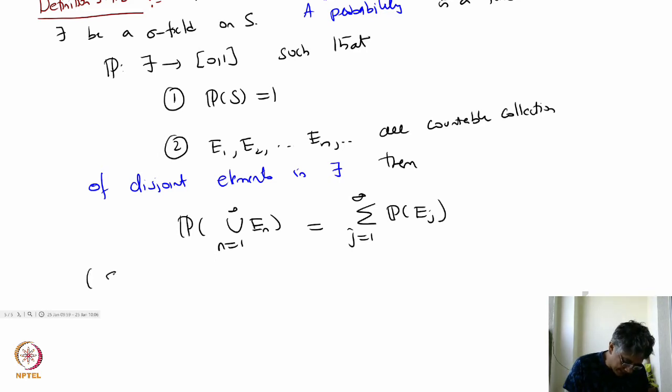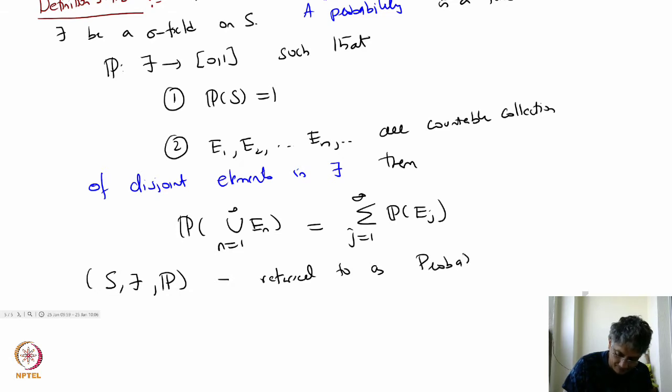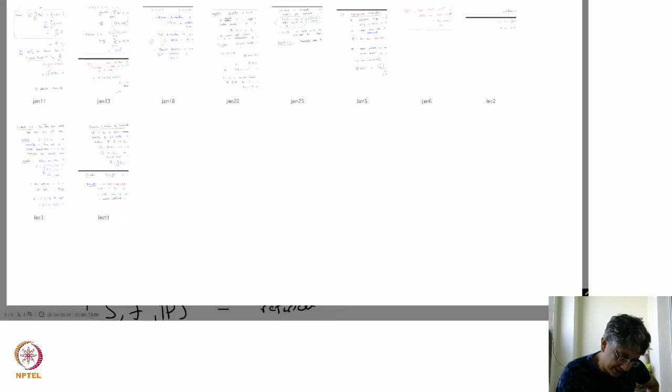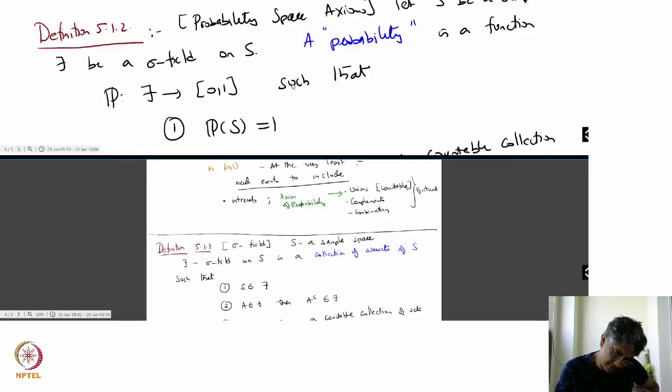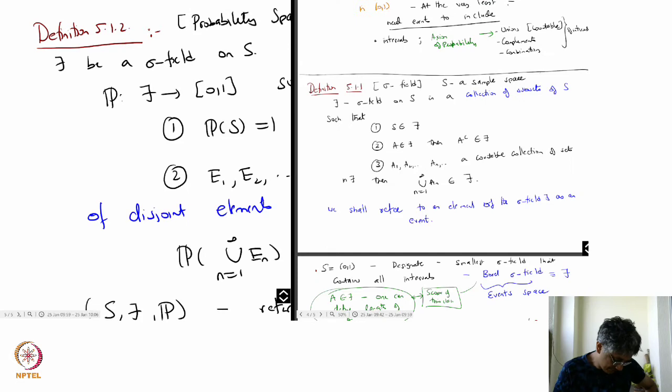And the triplet S, F, P, I will always refer to it as a probability space. Very nice. So there are two key things I'd like to emphasize again. Let me just recap this for you.